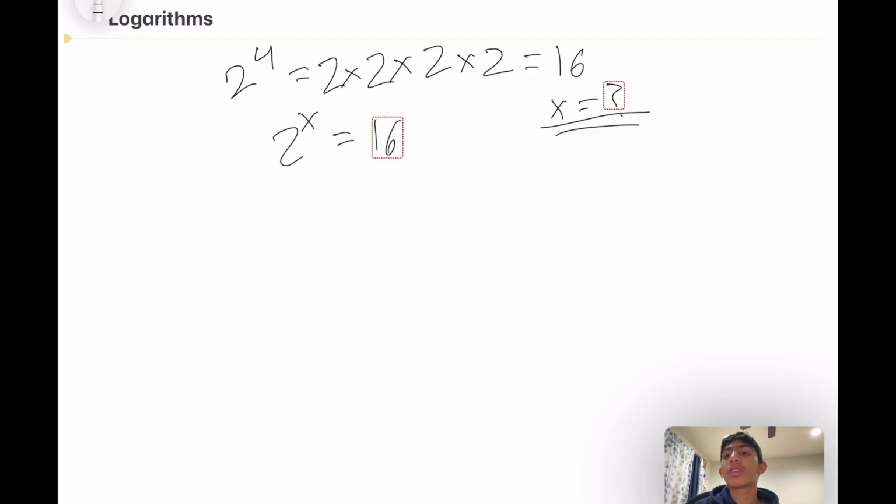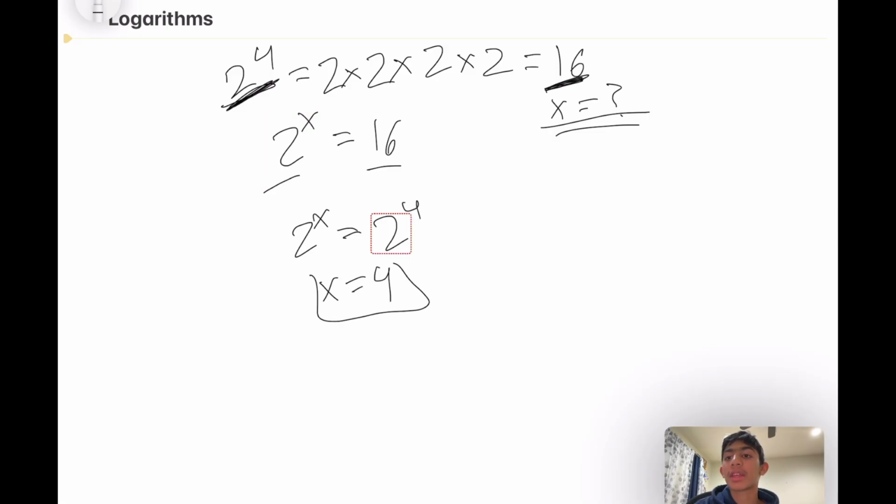Now, we want them to have the same base. So we know from the previous example, 16 is equal to 2 to the power of 4. This means 2 to the power of x can be written as 2 to the power of 4. So x is equal to 4 because they have the same base.